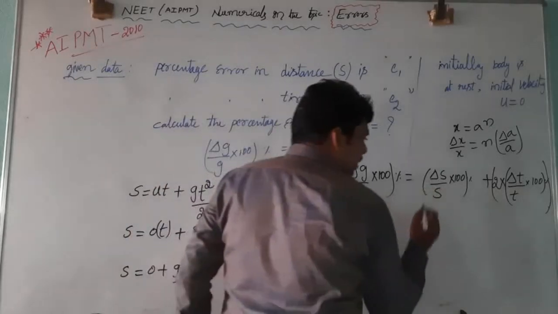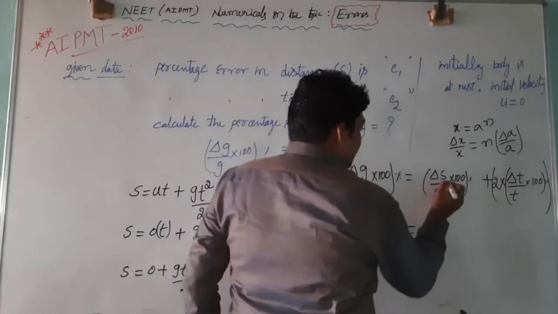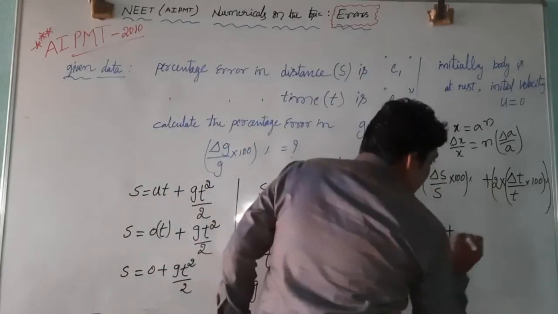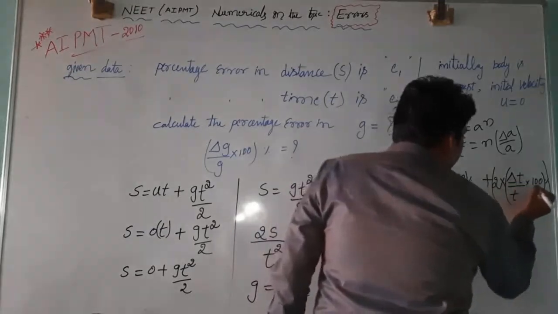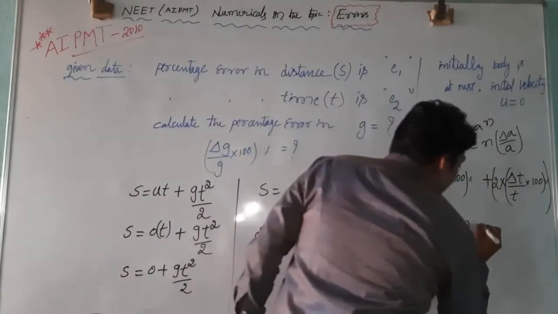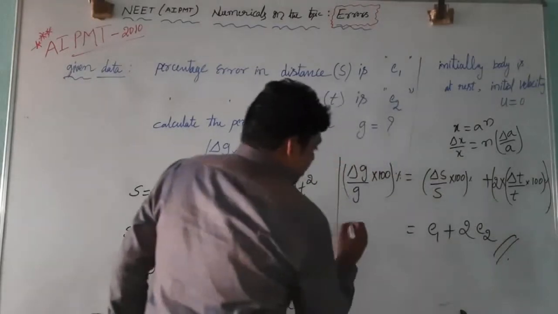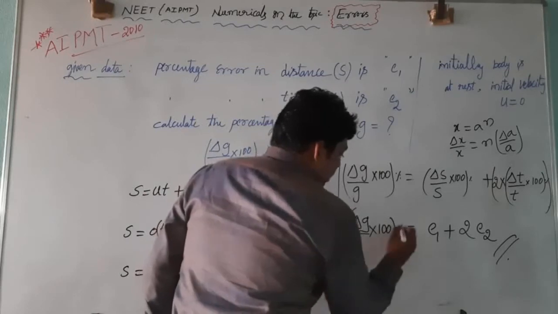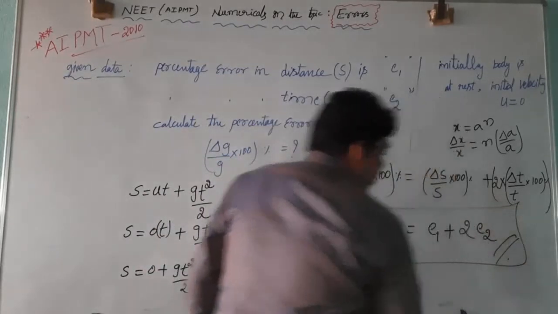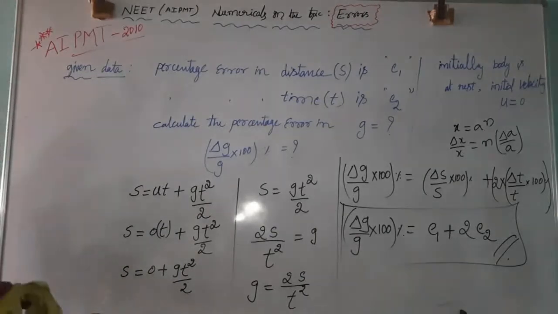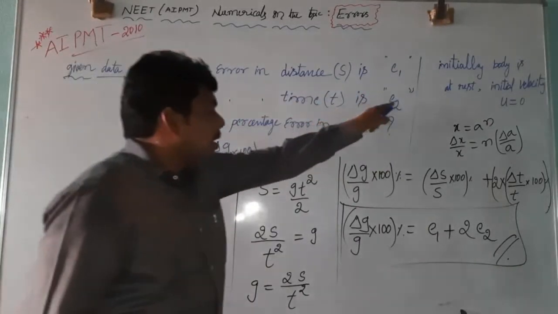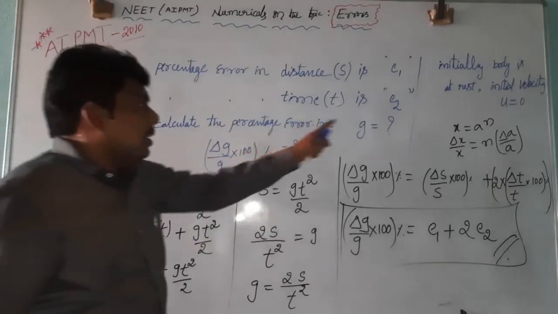So we should not write 2 here. Delta s by s into 100%, the percentage error in the distance, is given by E1 plus 2, as it is. Percentage error in the time is given by E2. So the percentage error in g is given by E1 plus 2 E2. Once you recollect this, they have given the percentage error in the distance s as E1 and the percentage error in the time as E2. What you have to calculate is the percentage error in g.